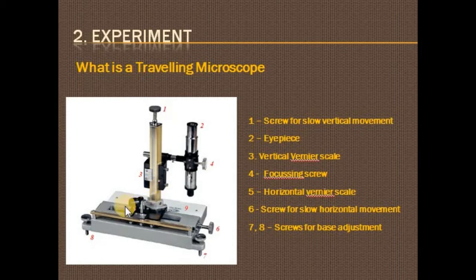And 5 is the horizontal vernier scale, which we are not going to use to determine the refractive index of the glass. And similar to screw 1, this screw 6 is also used for the slow movement of this vernier scale in a horizontal direction. And 7, 8 are the screws to make the platform of this traveling microscope horizontal.